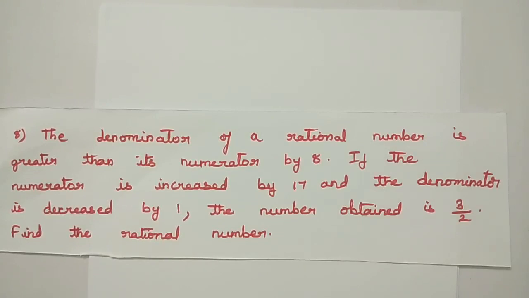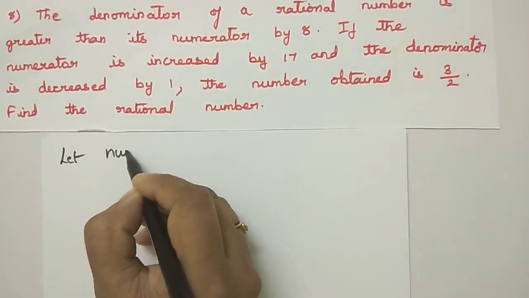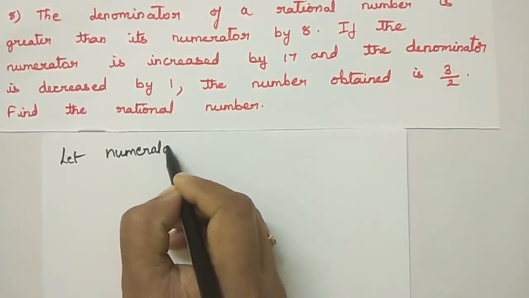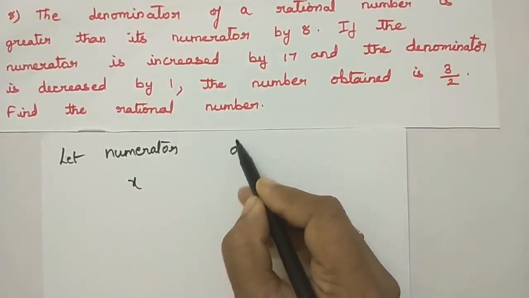The denominator of a rational number is greater than its numerator by 8. If the numerator is increased by 17, the denominator is increased by 1. The number obtained is 3 by 2. Find the rational number. This is the problem given. So they asked to find the rational number. A rational number means you will have both a numerator and a denominator. Let us take the numerator as x. Let the numerator be x.